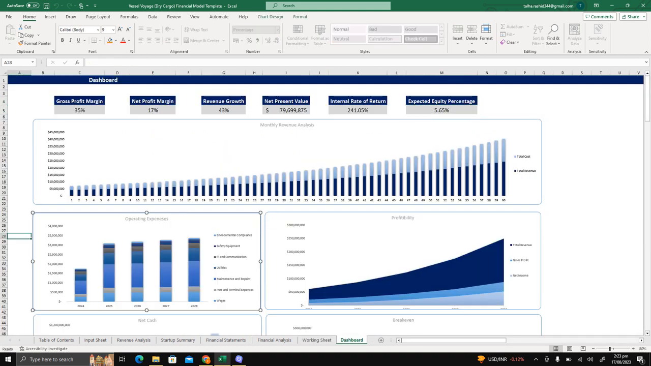Coming towards the dashboard, as you can see, the dashboard includes all the relevant KPIs and all the information in graphical context. This will help you make better financial decisions.